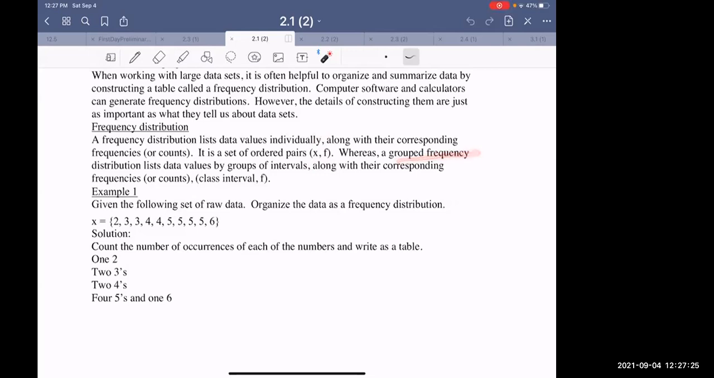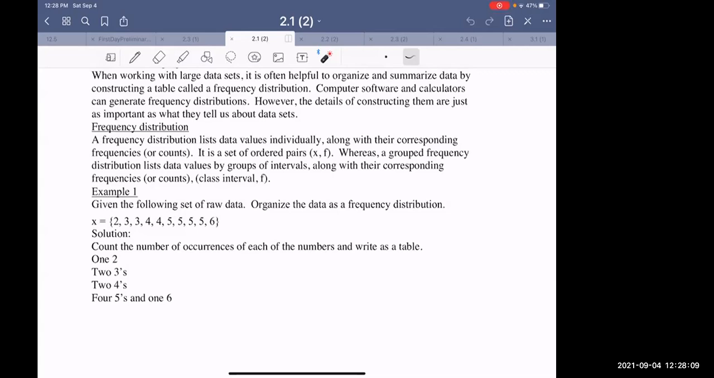So we will instead look at a group frequency distribution where it's still sets of ordered pairs. But this X here will not be a random variable, but a range of values, a class interval, an interval of values, or just a class. So we have some X, the class, followed by F, the frequency of your random variable being within this particular class. So first, let's look at a frequency distribution. Then we'll look at a group frequency distribution.